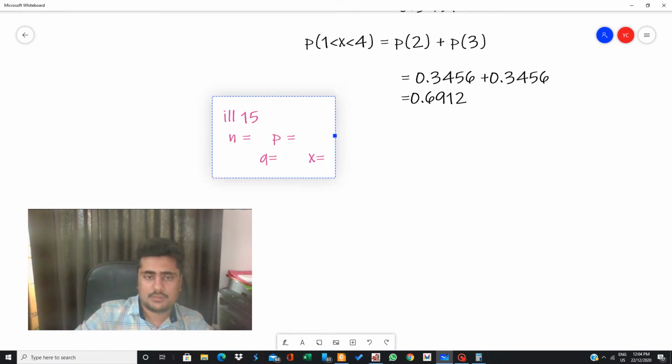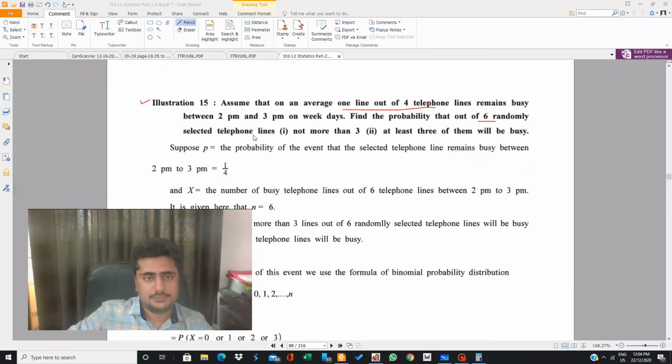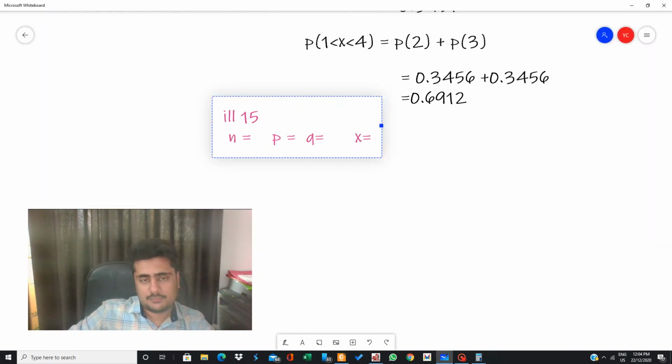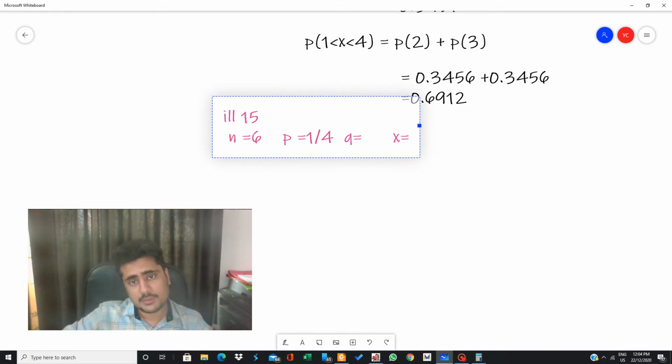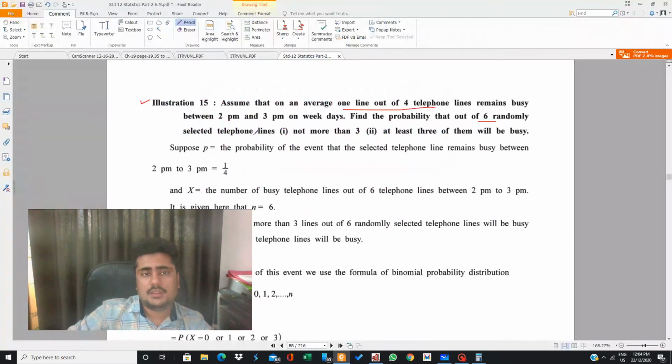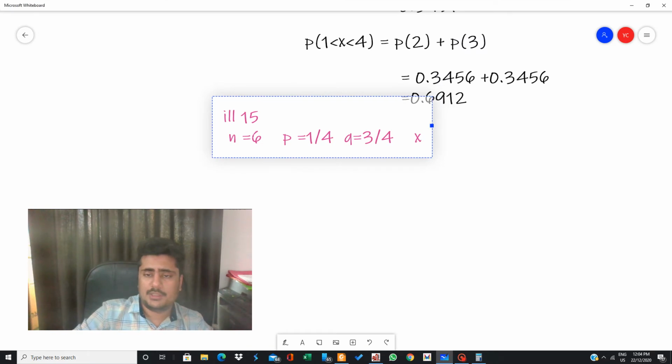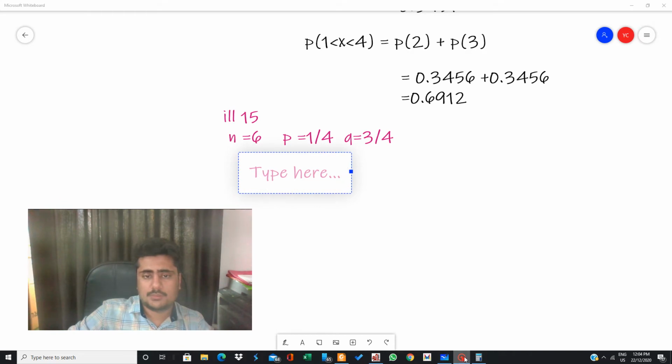Now here, what is n here? N is 6. As I told you, p is 1/4 because one line out of four is busy. Then what is q? q is 3/4. If 1 out of 4 is busy, then obviously 3 is free. Then what is x here? Your x is based on the question.